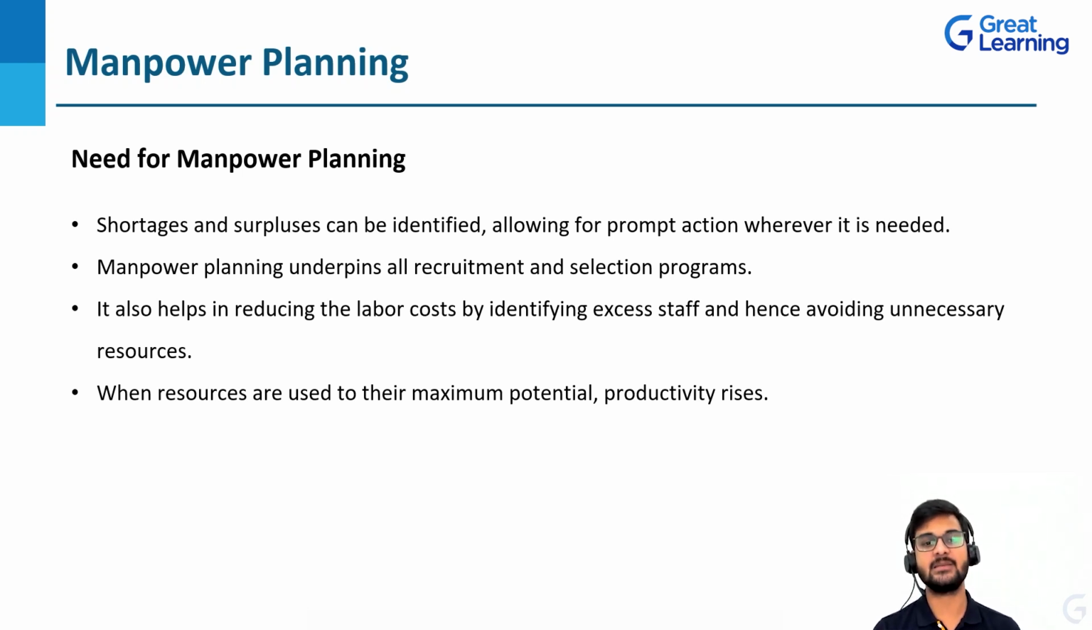The last point is that when resources are used to their maximum potential, productivity rises. Definitely, let's say there are 5 people required to do a particular job, but only 4 people are doing it. That will be a very unproductive process. To make it productive, we need to make sure that the right amount of people are there to do the right kind of thing. And that's nothing but the need for manpower planning. We need to plan it properly to make sure that the entire process is productive and objectives are eventually met.